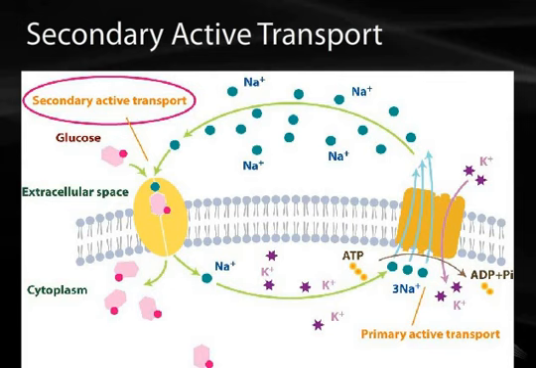It's active because without the sodium concentration, glucose could not move, and the sodium concentration gradient was generated via an active transport mechanism. If one were to inhibit the primary active transporter, one would therefore also inhibit the secondary active transporter.